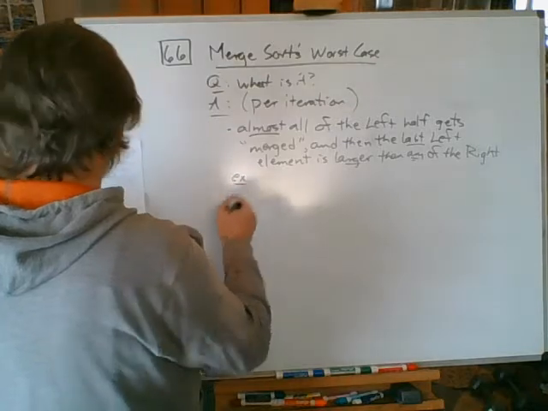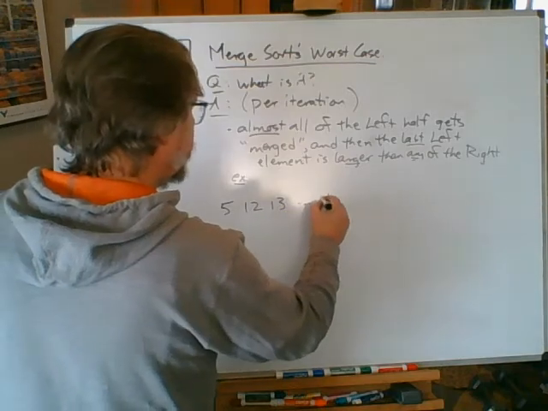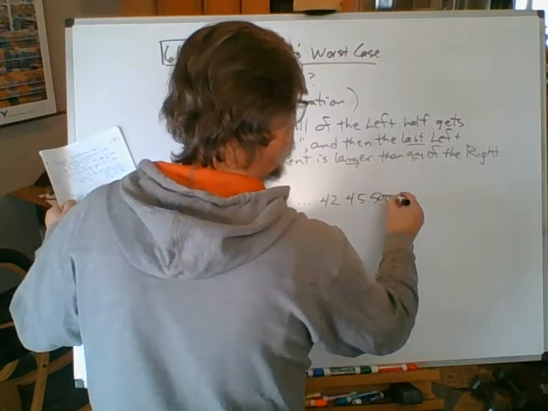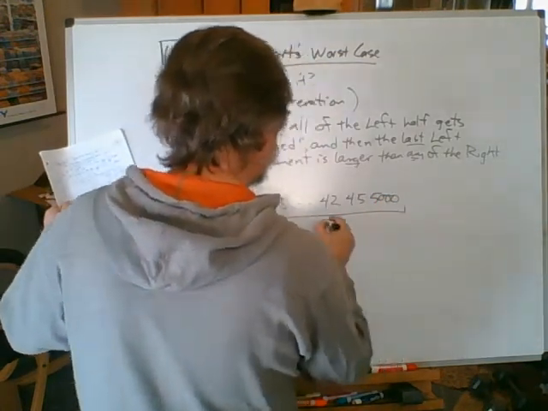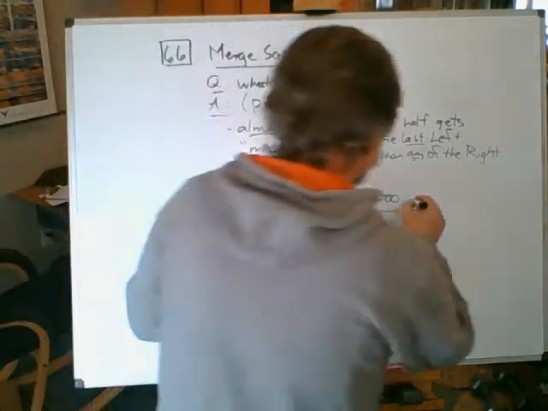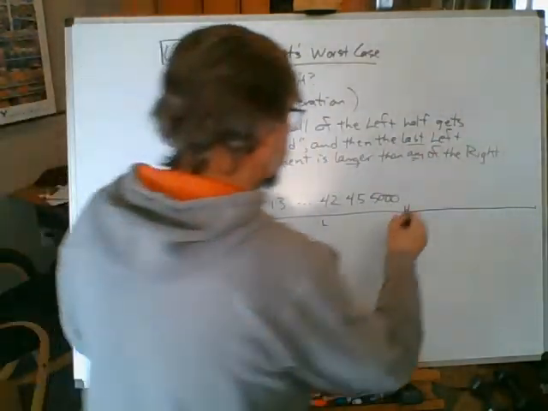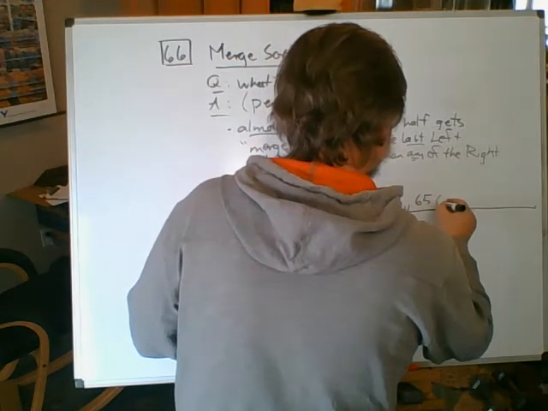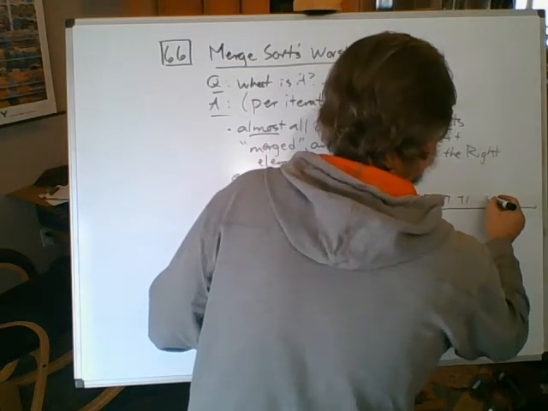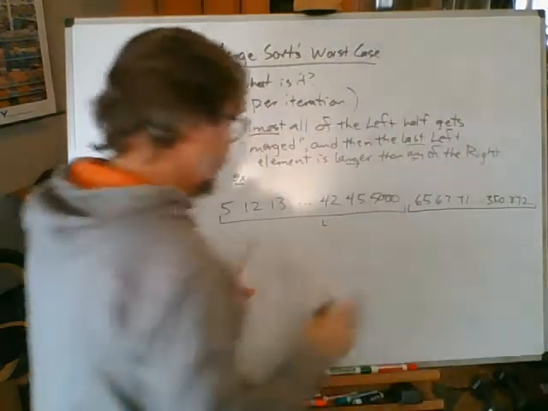Here's what I'm talking about. For example, let's say we've got a list like this. 5, 12, 13, yada, yada, yada, 42, minding our own business, 45, 5,000. Oh no. Trouble a-brewing. That's our left-hand side. That's our left half, all sorted by merge sort. Now these halves are not going to be drawn to scale because I didn't leave enough room on the board. But over here, let's say that this starts off at 65, 67, 71, dot, dot, dot. And the last two elements on this side might be 350 and 372. There, that's it.